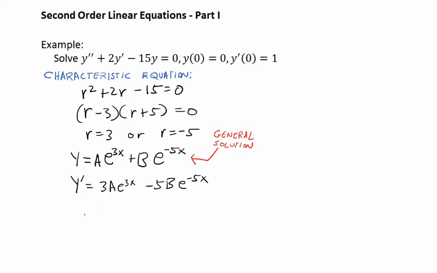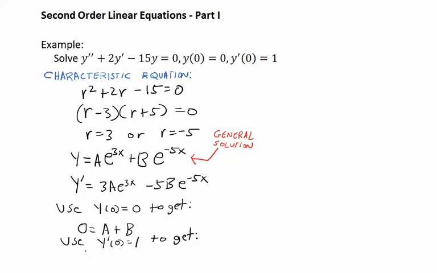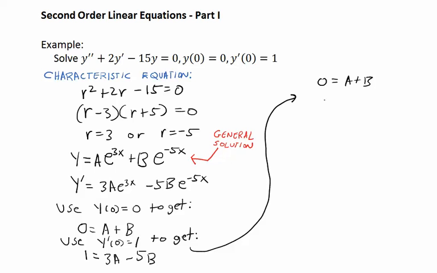Now if we plug in our initial conditions, the first one is going to tell us that 0 is equal to a e to the 0 plus b e to the 0. The second initial condition tells us that 1 is equal to 3a e to the 0 minus 5b e to the 0. Consequently, that means we want to solve this system of equations. 0 is equal to a plus b, and 1 is equal to 3a minus 5b.